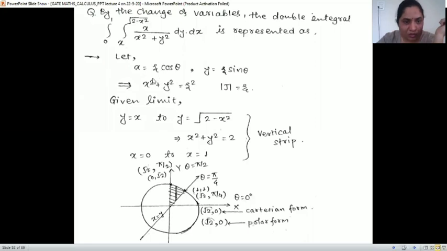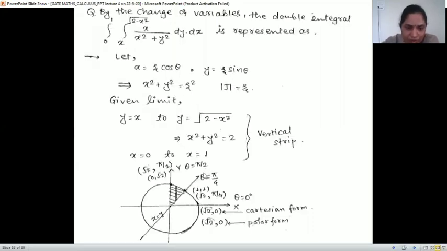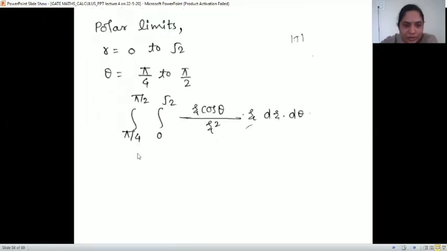So if we put x is 1, we get 1 by r cos theta. Suppose we take r as 1 for some time, so cos theta is 1 and theta is cos inverse 1. So which cos value is 1? cos pi by 4 is 1, right? So we are getting r is 0 to root 2 and theta is pi by 4 to pi by 2. So applying these limits, theta is pi by 4 to pi by 2 and r is 0 to root 2.